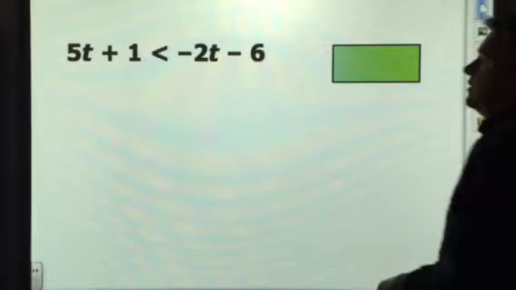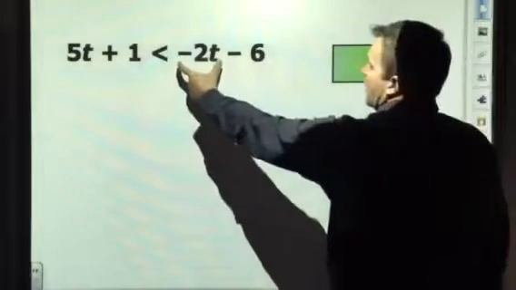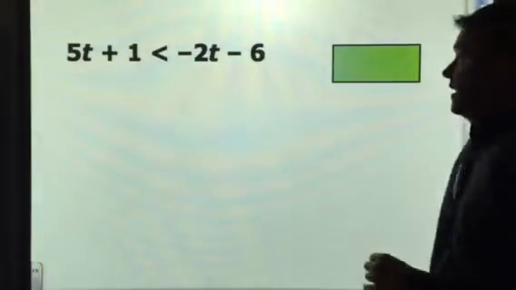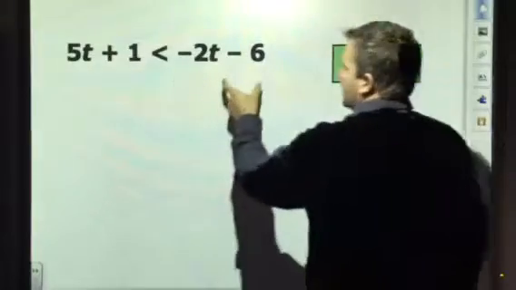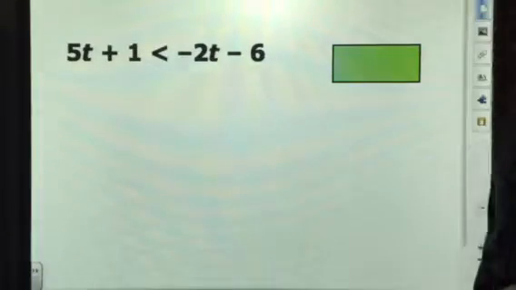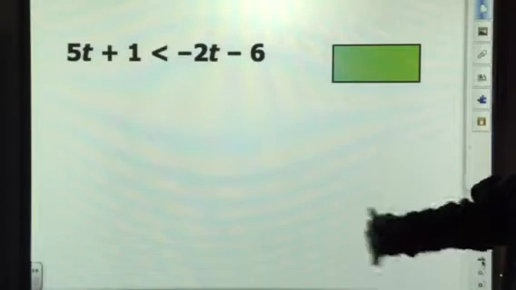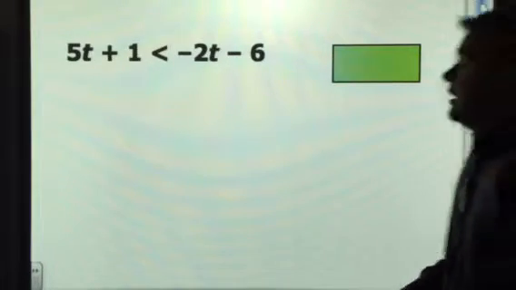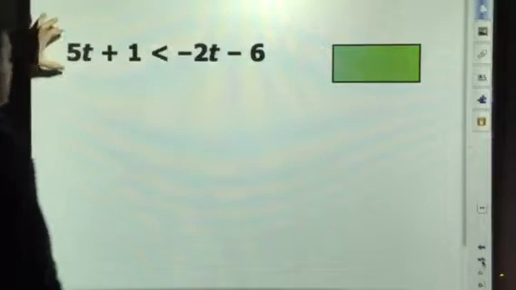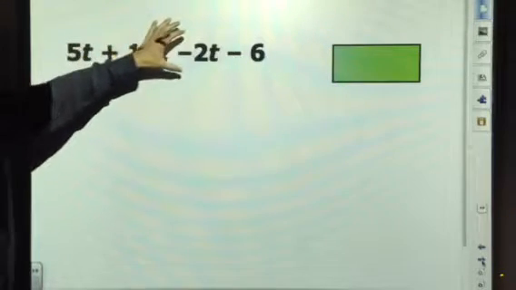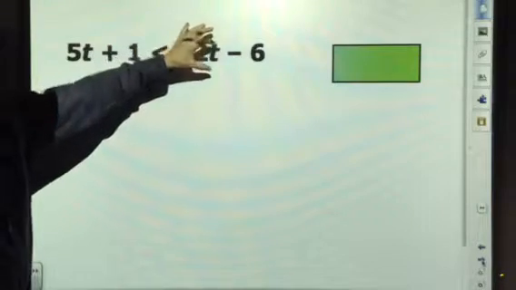Here's the next one. So this one, we have variables on each side that are like terms that we need to combine, and also the +1 and the -6 are like terms that we need to combine. Okay, here's another strategy. Again, looking ahead to see what we have to do. On the left-hand side, I have positive 5t. On the right-hand side, I have negative 2t.